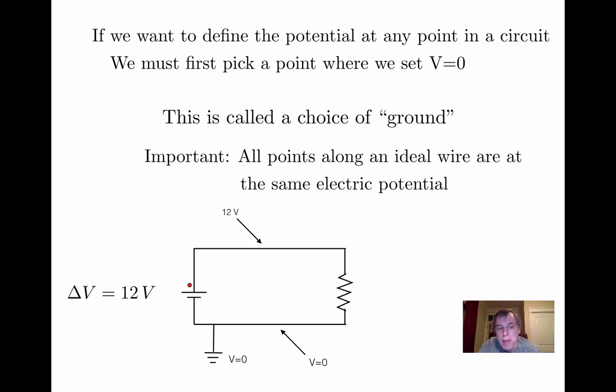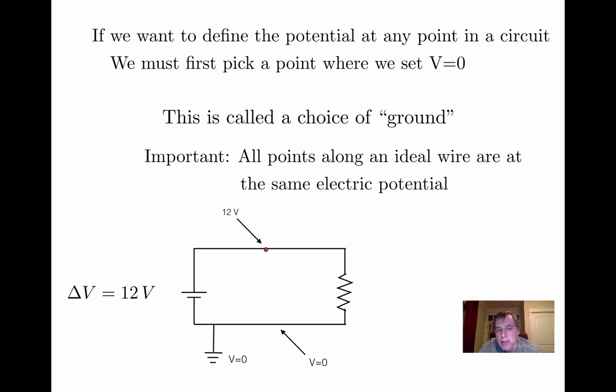But here, as you go across the battery, the potential increases by 12 volts. Because we know the electric potential here is zero, and there's a delta V of 12 volts, the point here is at 12 volts. And now everywhere along this ideal wire, the electric potential is also 12 volts. So everywhere here the electric potential is zero because it's connected to the ground, and at all points here, the electric potential is 12 volts.